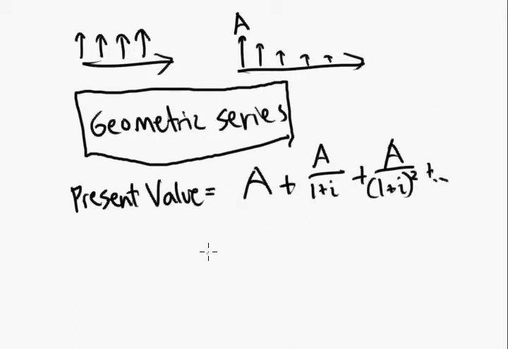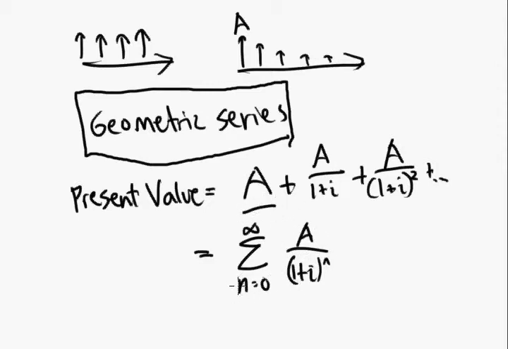Using the notation of geometric series, you can write this as the summation of n from 0 to infinity of a over 1 plus I to the n. So in the first term, n equals 0, so you have a over 1, which is this term right here. And then the next time you turn n equal 1, and then it becomes this term right here, and on and on. So this is describing, in one simple notation, the infinite number of summations you have.